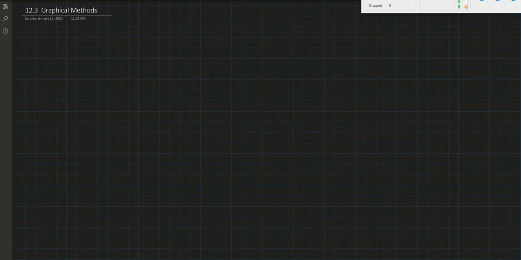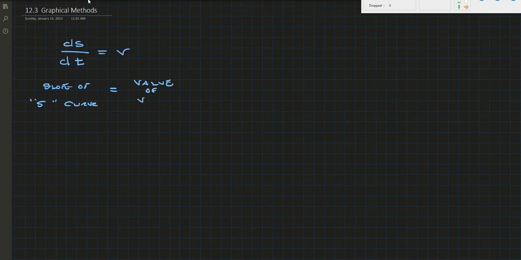Now, recall that we had the derivative of the position curve equals velocity. What this is really saying, if we want to think about it, is that the slope of the S curve equals the value of the velocity at that point.